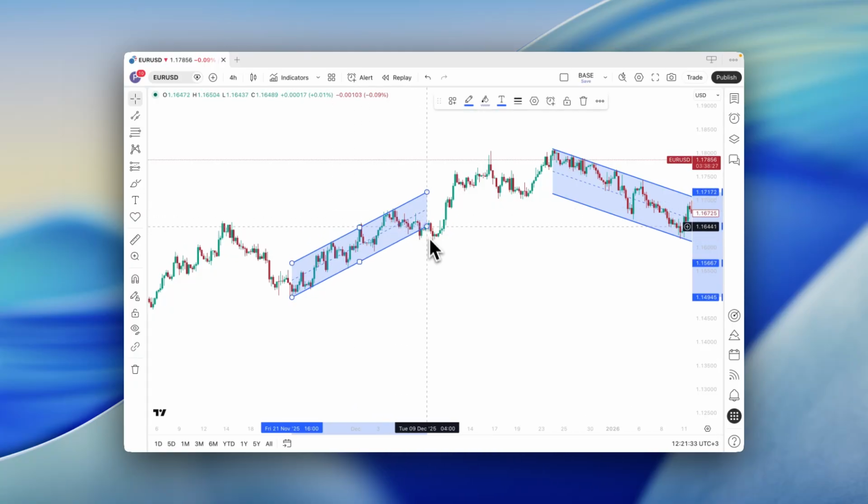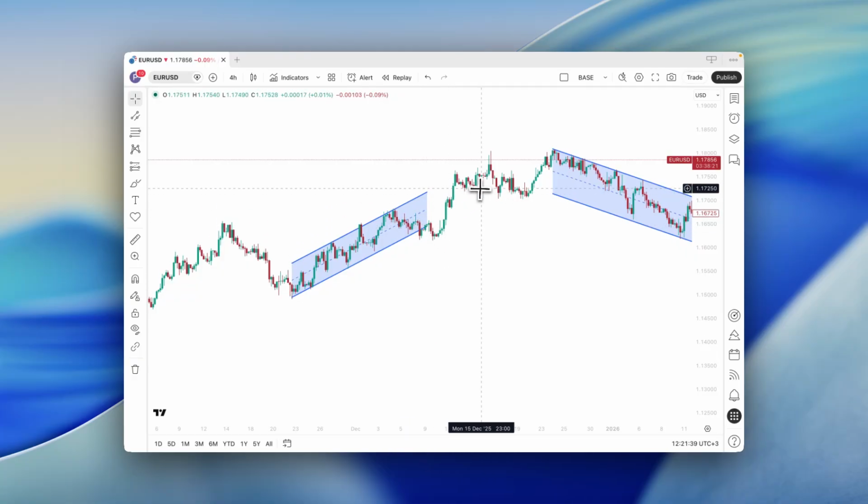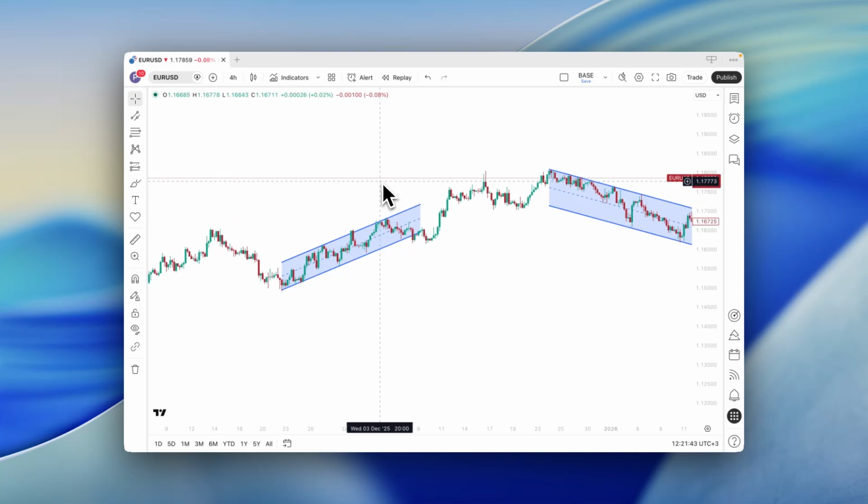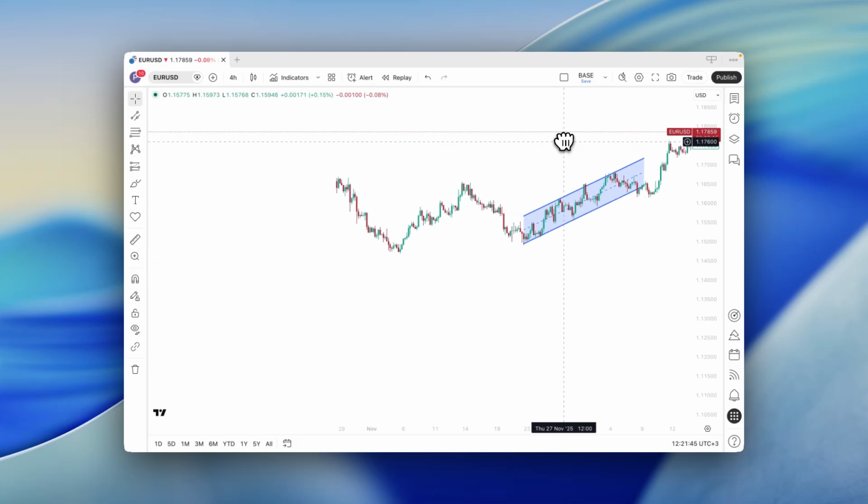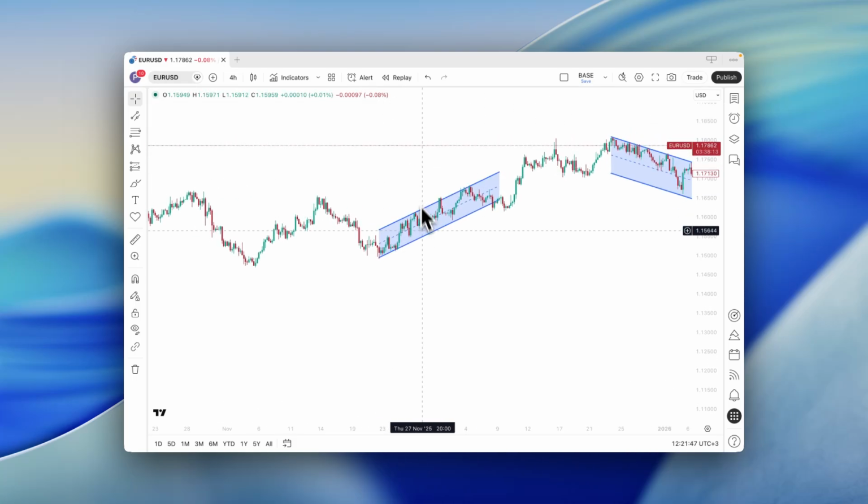And once it broke our channel, it moved in a relatively sideways fashion, but then continued to move in an upwards direction. This is not an exact science, so it is up to your own interpretation. But generally speaking, as long as you have a variety of touches and it is moving in a predetermined direction, you could place a channel.